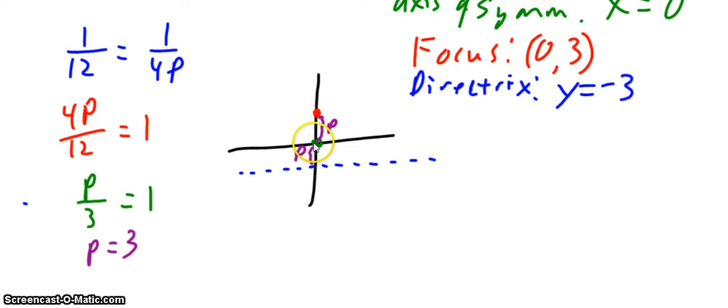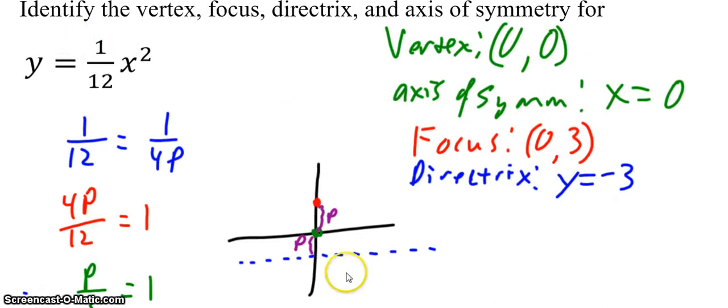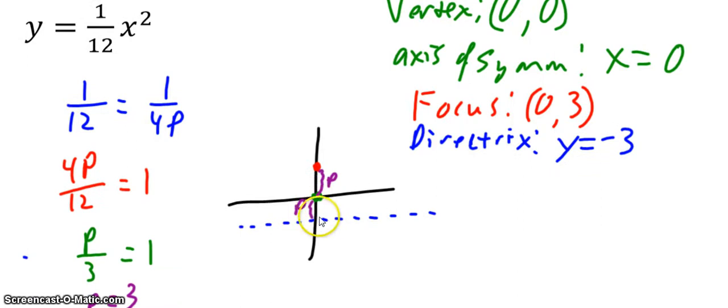So I know my vertex is at (0, 0), and since a was positive, the focus has to be above that a distance of p, and the directrix has to be below that a distance of p. So that's how I know my focus is at (0, 3), and my directrix is y = -3.